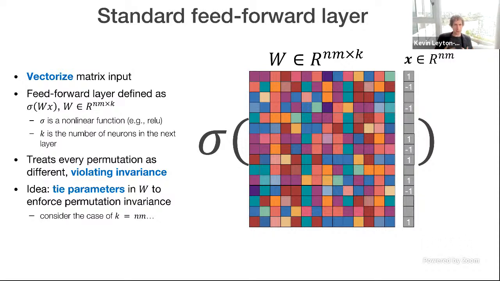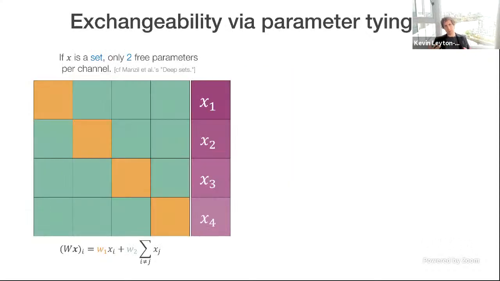So a way you might think about enforcing invariance would be to tie parameters in matrix W so that they're all the same under every permutation, in order to enforce this permutation invariance. So what would happen if you do this? Well, if your input is a set, it turns out that you only get to have 2 free parameters per channel, which is to say per output neuron. This result was achieved by a couple of different papers, but most thoroughly by Manzil et al.'s Deep Sets paper.